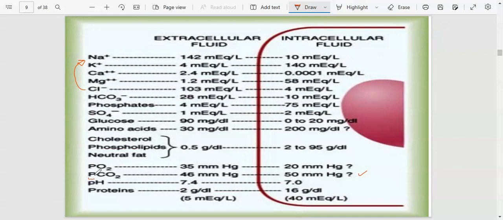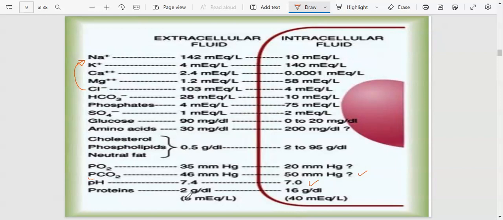Well, we also consider the pH. The pH outside the cell is about 7.4, but inside the cell it is neutral, that is 7. So outside the cells, the pH is a bit basic, right? Because 7.4 is above the neutral pH, so it's basic. Now we also have proteins.